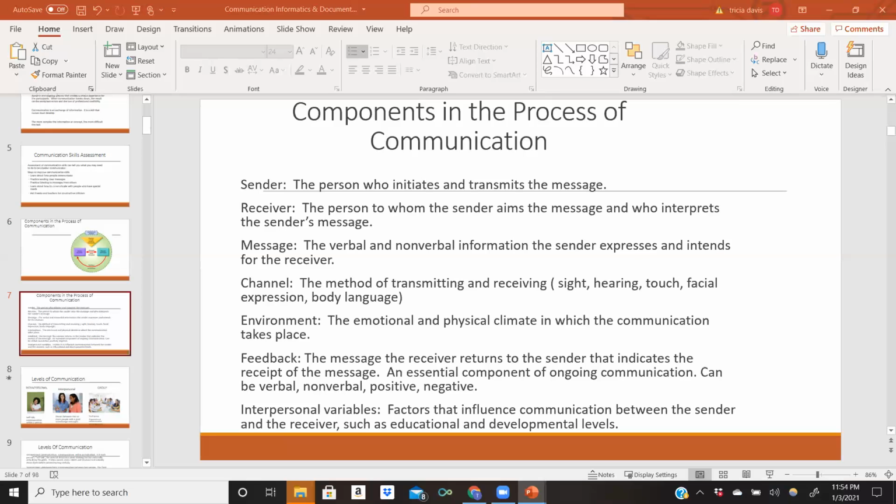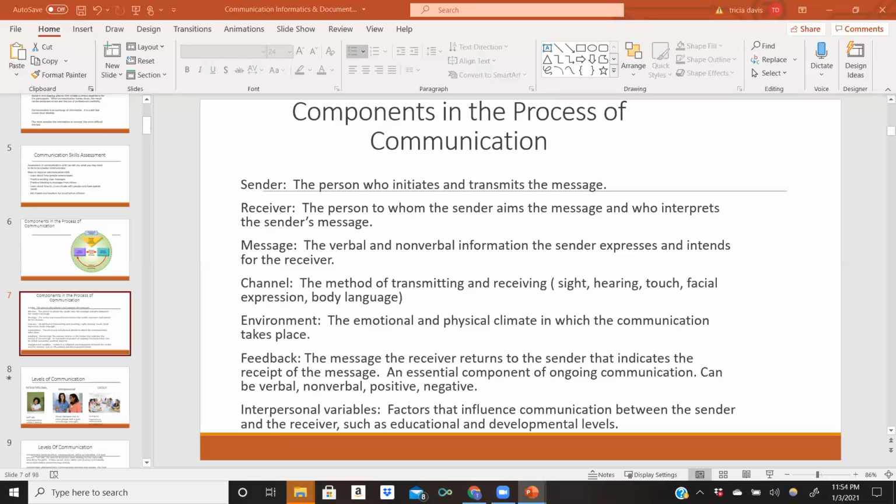So you can be an active listener and you can listen closely. You can allow your patient ample time to communicate their needs. You're going to get feedback. So the feedback is the message the receiver returns to the sender that indicates the receipt of the message. An essential component of ongoing communication, it can be verbal, nonverbal, positive, or negative.